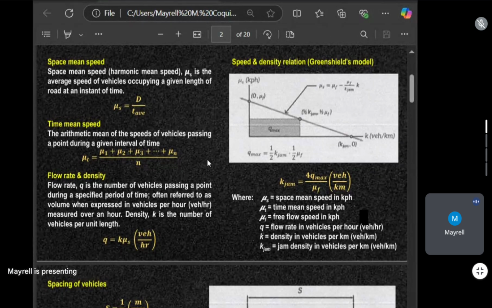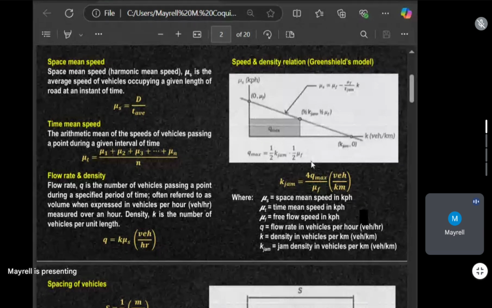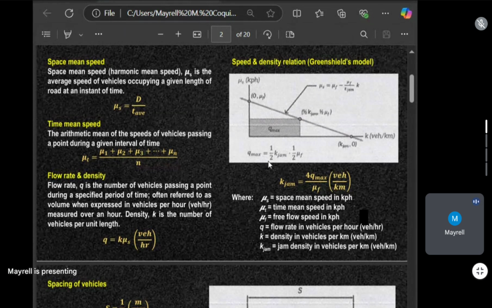Okay, then we have the speed and density relation. This is the Greenshields model. Okay, this is the density versus the space mean speed model. Then we have here the Q max, that's the maximum flow rate. So Q max is equal to 1/2 of K jam times 1/2 of mu F.